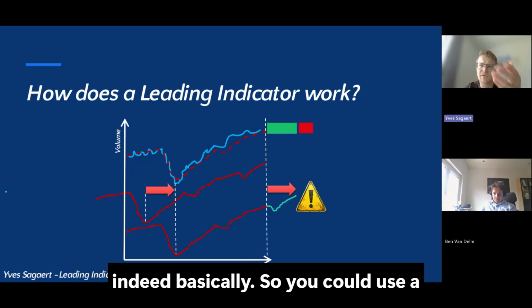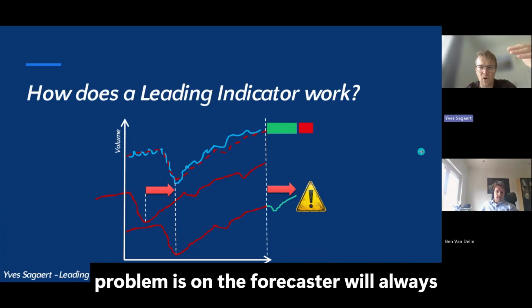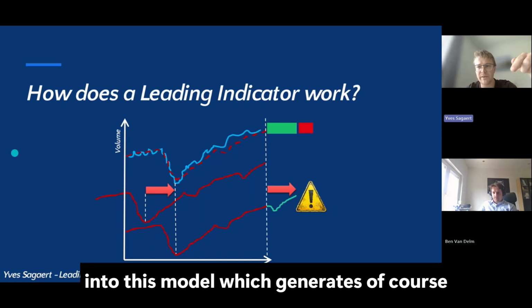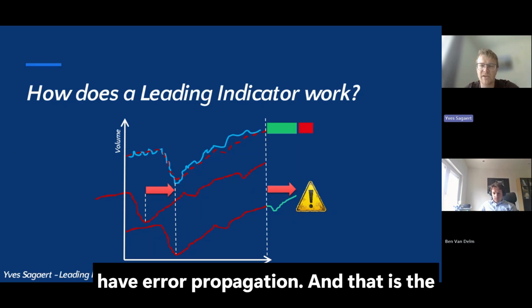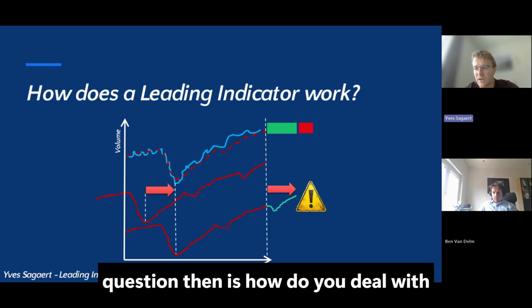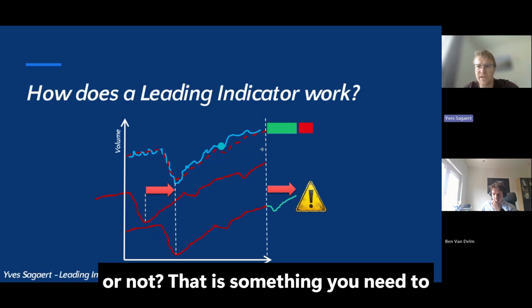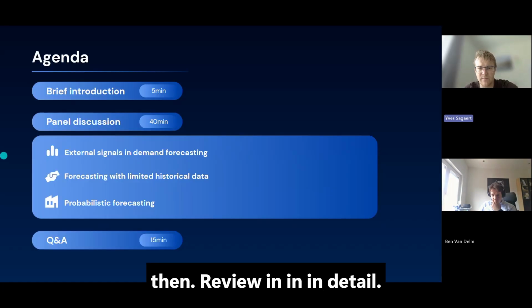Basically, you could use a forecast of the leading indicator. The problem is, on the forecast there will always be an error. So the error will propagate into this model, which generates, of course, a new error. So in the red zone, you will have error propagation, and the question then is, how do you deal with this? Does it really impact your decision or not? That is something you need to then review in detail.